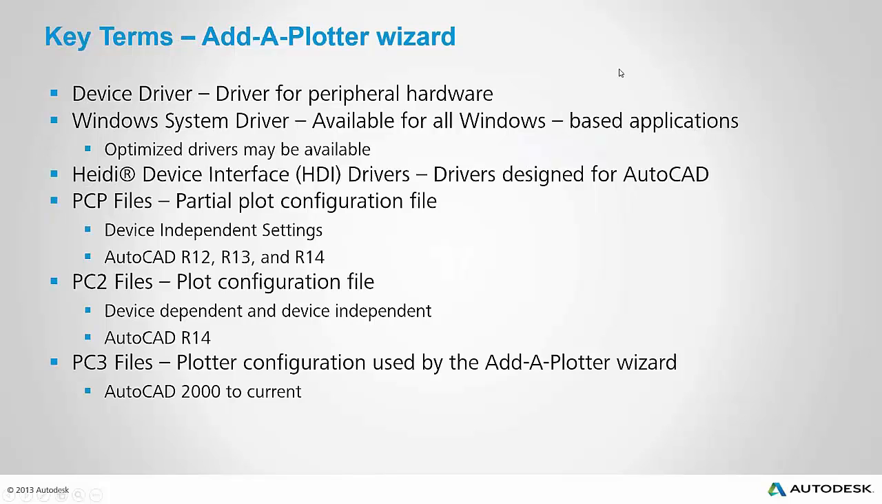We have different types of drivers. For example, there's the Windows system driver. This is available for any application in Windows, including AutoCAD. So think of it as a generic driver installed either by Windows or on a driver disk from the manufacturer. Now, some manufacturers, such as HP, for example, will also have optimized drivers available which work for both Windows applications but have been designed to be used for AutoCAD as well. Those are called optimized drivers.